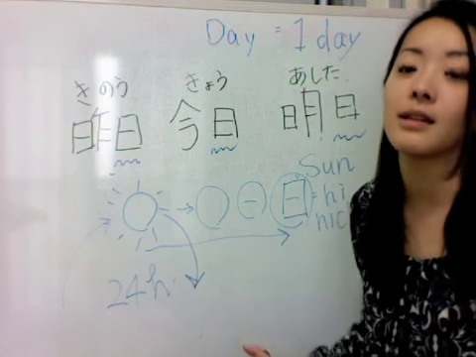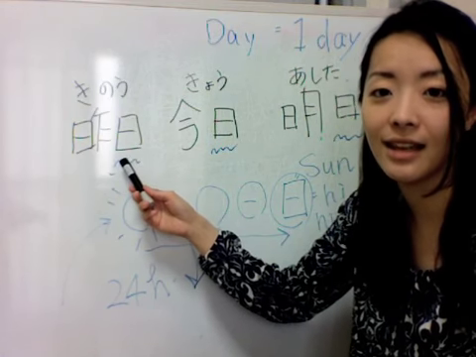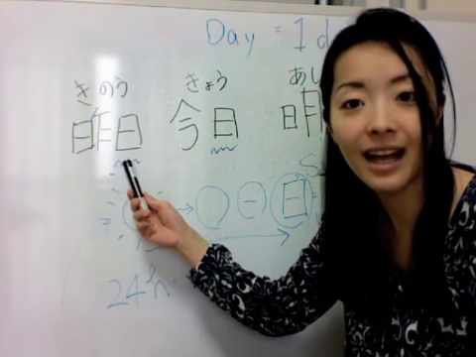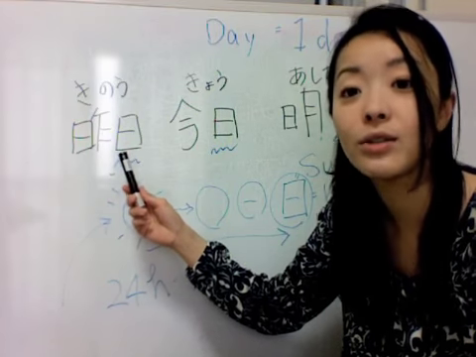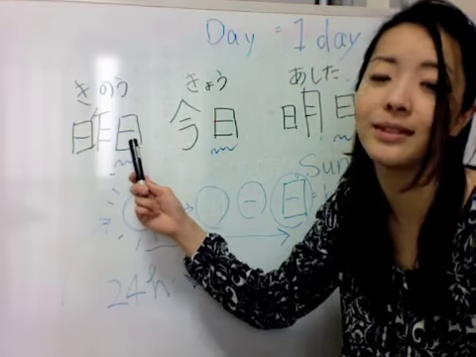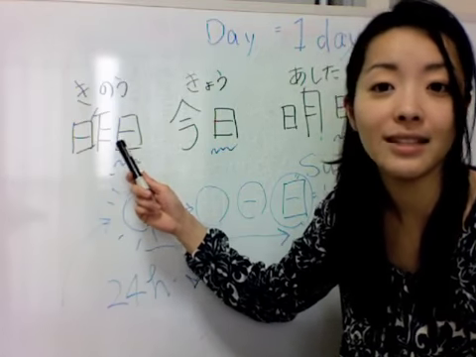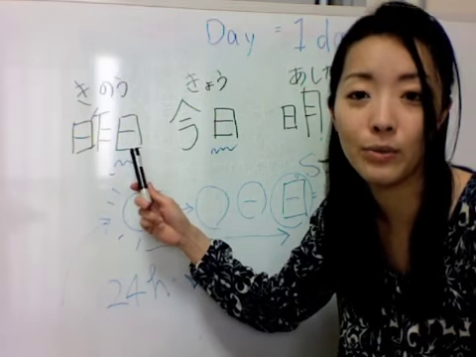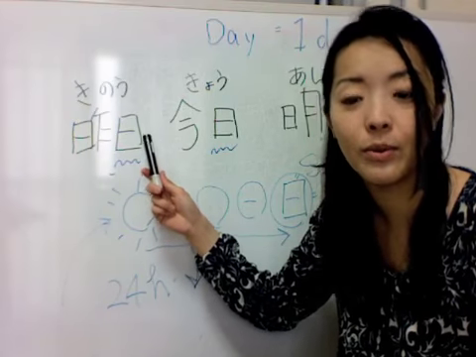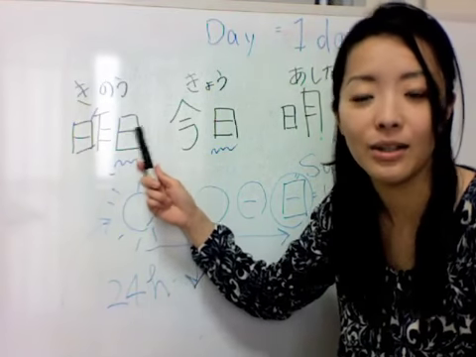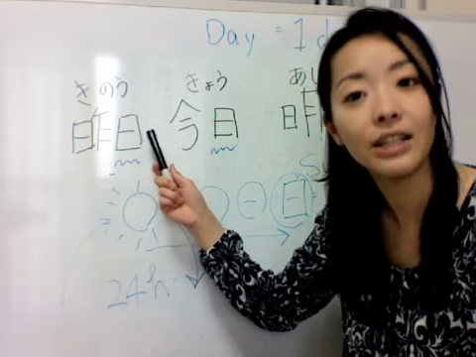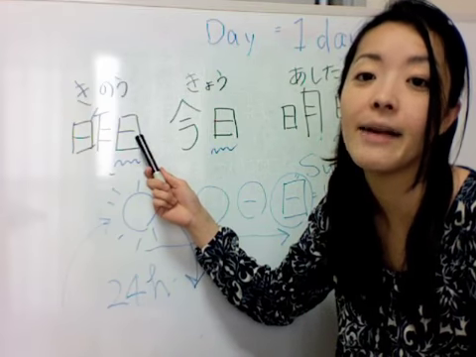The repeat is important. 昨日 yesterday. 昨日学校へ行った. Yesterday I went to school. 昨日友達と会った. Yesterday I met with my friend. 昨日洋服を買った. Yesterday I bought clothes.